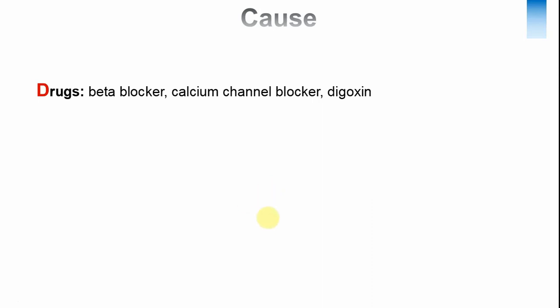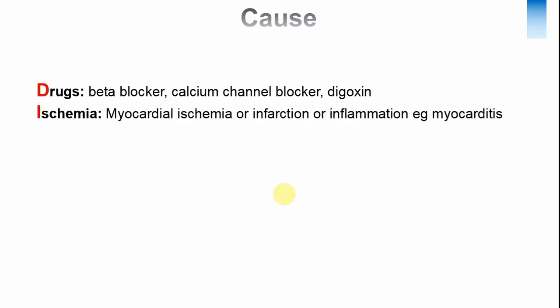So first of all, D for drugs. For example, if the patient has got beta blocker, calcium channel blocker, digoxin, these drugs have got negative chronotropic effect, and so they can cause blockage of the conduction system that can lead to the atrioventricular block, complete atrioventricular block, or complete heart block, or third degree block in that matter.